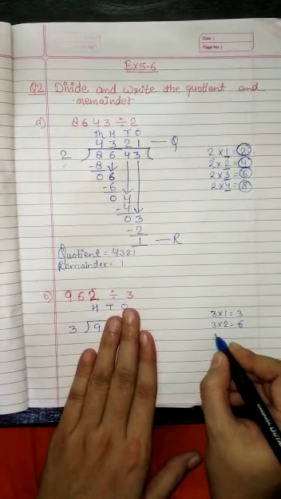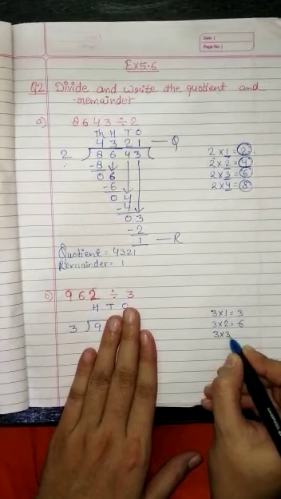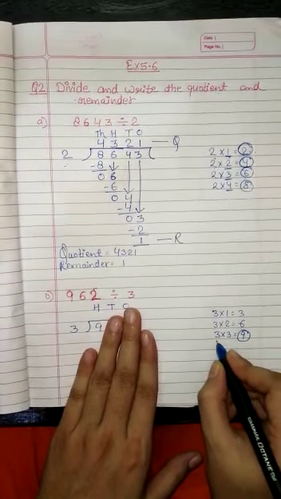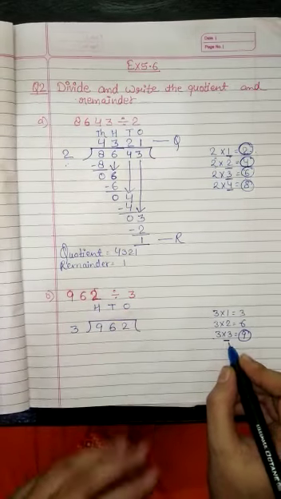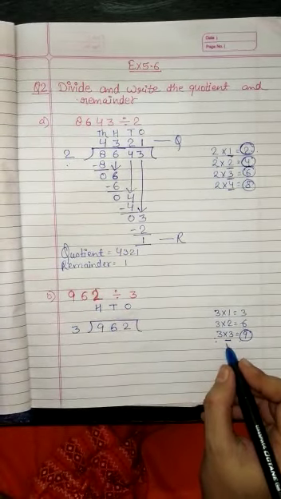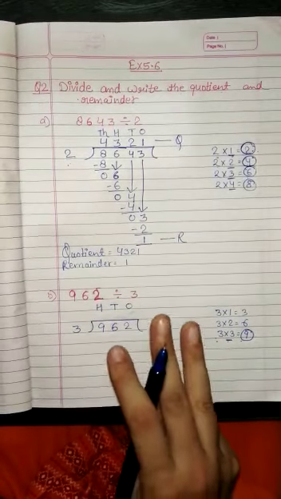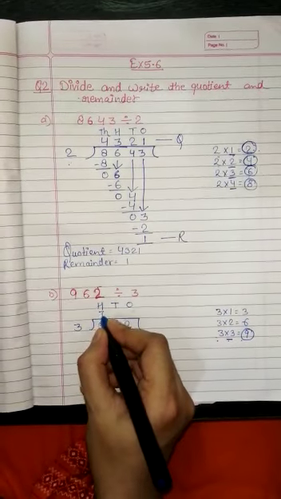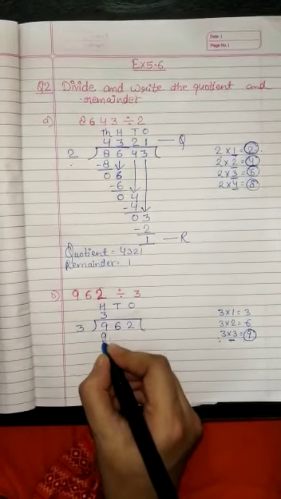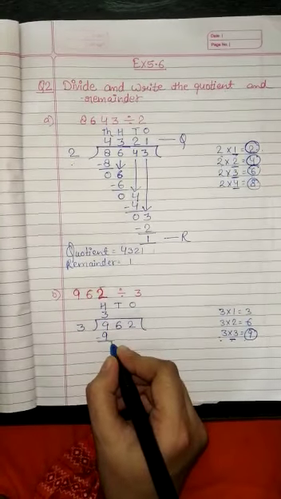3 twos are 6. 3 threes are 9. So 9 is occurring in the table of divisor how many times? 3 times. Divisor means 3 की टेबल में आ रहा है, कितने टाइम्स आ रहे हैं, 3 times. So we'll write 3 in hundreds place. We'll multiply 3 3s are 9.